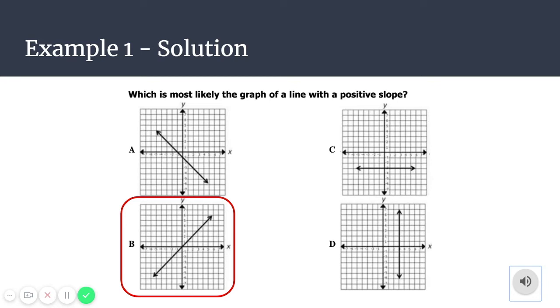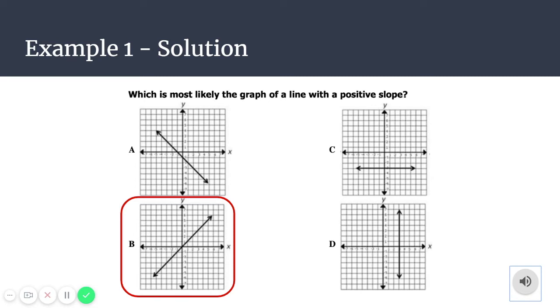So it says, which is most likely the graph of a line with a positive slope? Remember from our videos, the positive slope is an increasing line. If you're looking at the graph, the left half of the graph is going to be lower than the right half of the graph. So in this case, we are looking at option B as our answer there.